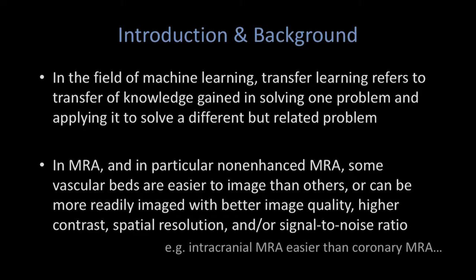So in MRA, and in particular non-enhanced MRA, some vascular beds are simply easier to image than others, or can be more readily imaged with better image quality, higher signal-to-noise ratio, spatial resolution, etc. For example, the intracranial MRA is much easier to perform than coronary MRA, as one example.